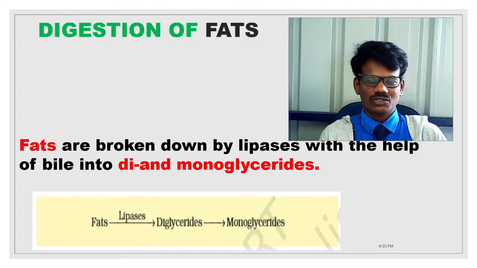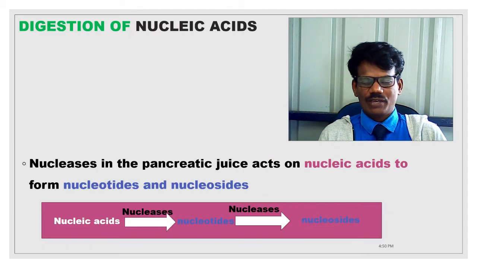The fat is also digested in the intestine. First of all, the fat is made into smaller globules, which we call micelles. These micelles are digested by the enzymes called lipases. So fat is acted upon by lipases and converted into diglycerides. Further, on diglycerides, lipases act and convert them into monoglycerides, by which the fat is digested.